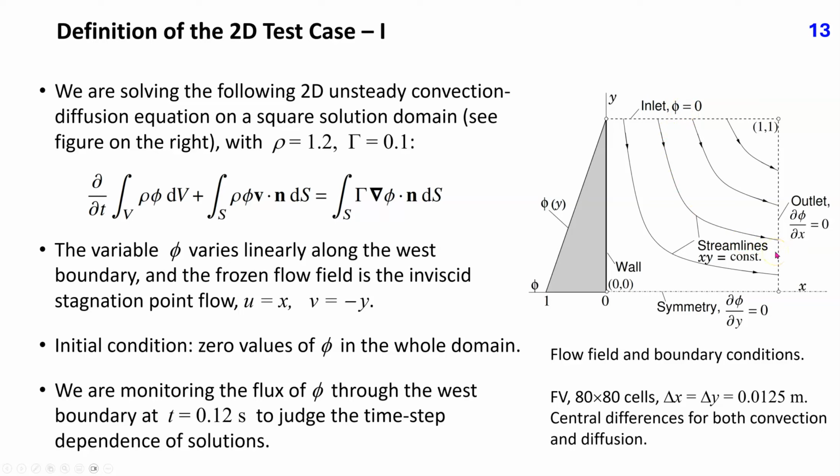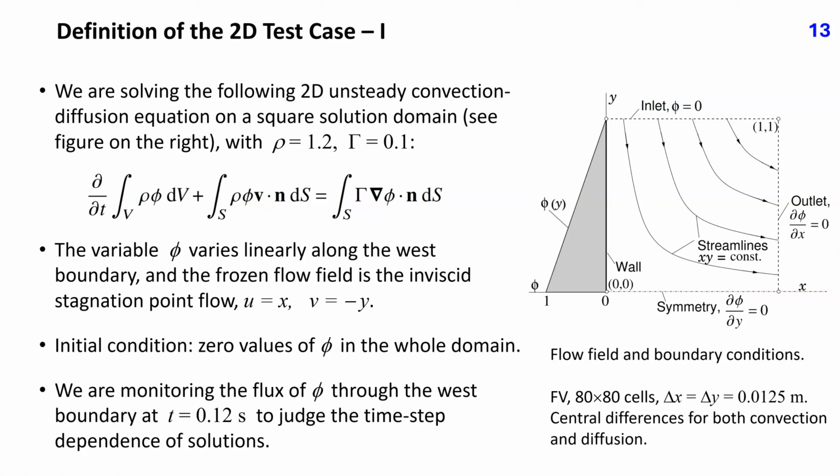The initial condition is 0 values of phi in the whole solution domain. 0 values are also specified at the inlet boundary. At the west boundary, phi varies linearly as shown here. South boundary is the symmetry plane, and at outlet, zero gradient of phi in x direction is prescribed.